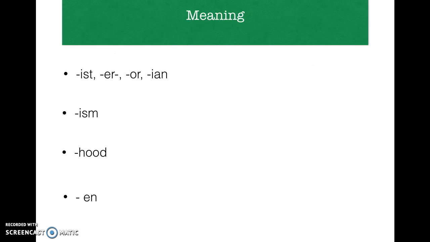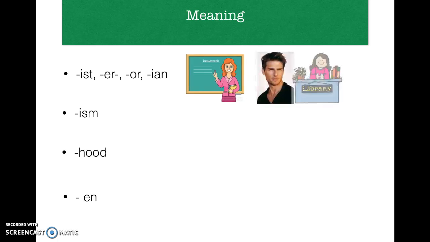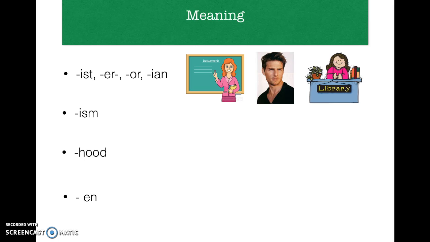Okay, now there's not really much meaning attached to these, but there can be. For example, the first set here, IST, ER, OR, IAN, we can have a teacher, an actor, a librarian. These are probably going to indicate that it's a person or it's an occupation, it's a job. Okay, ISM, as we mentioned earlier, might be socialism, it might be capitalism. These are usually belief systems that we have.